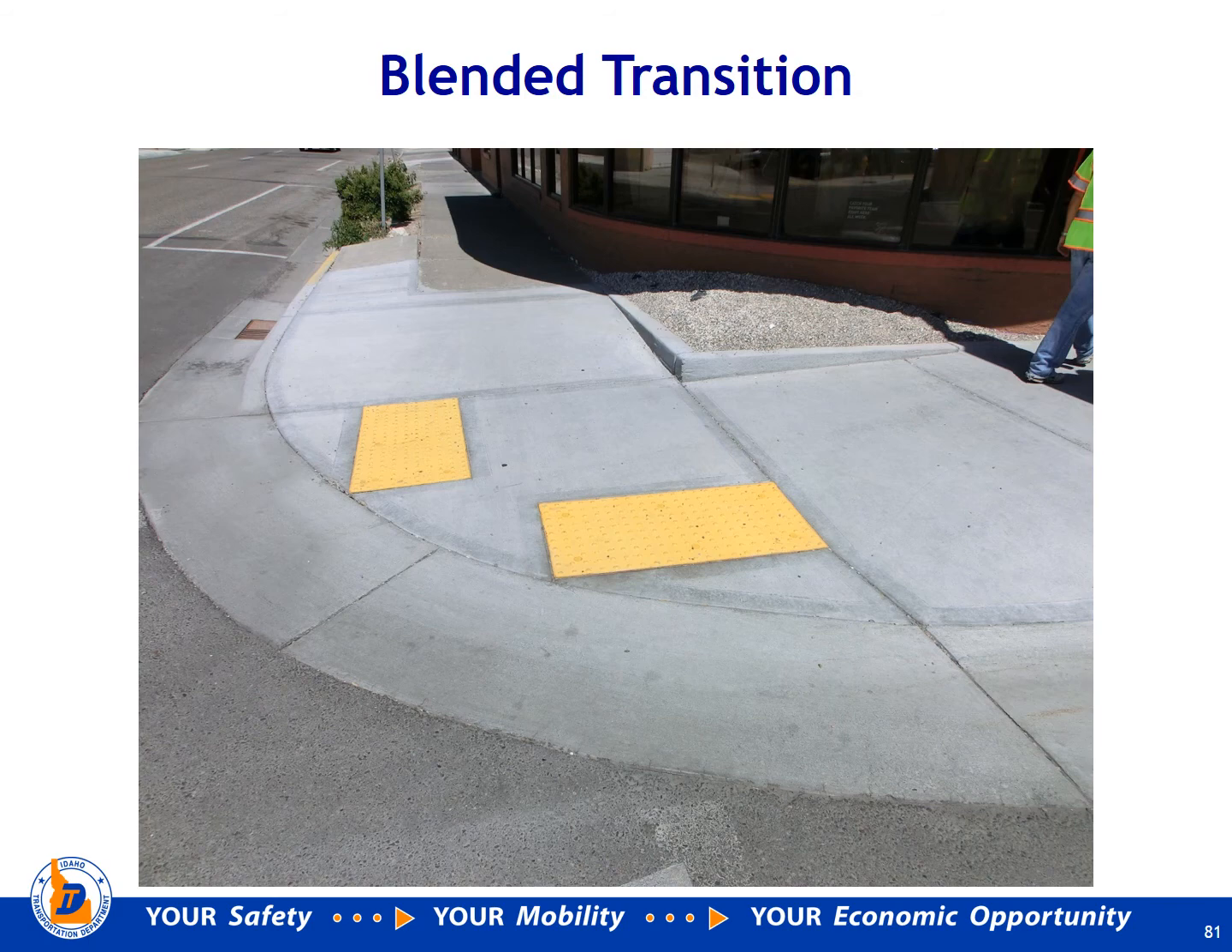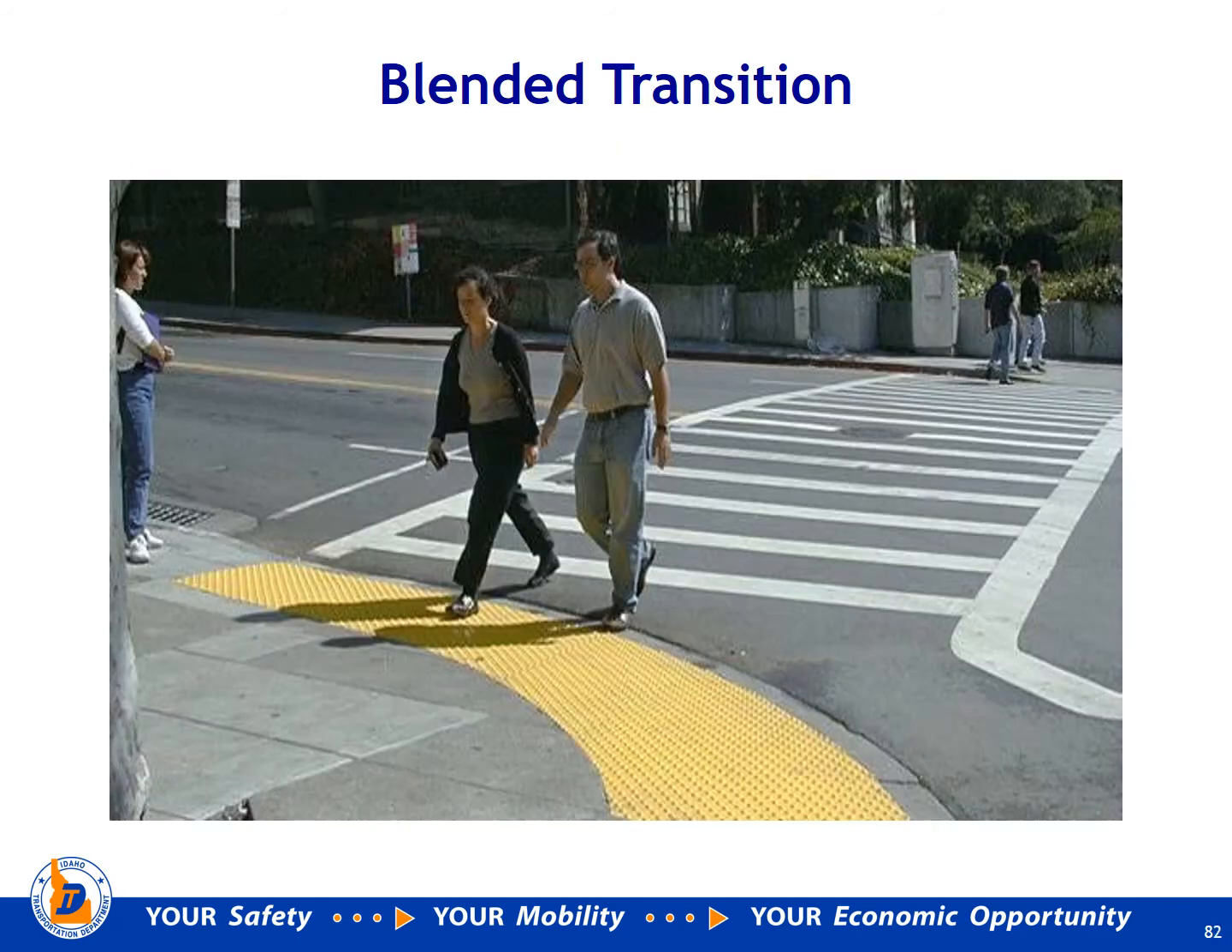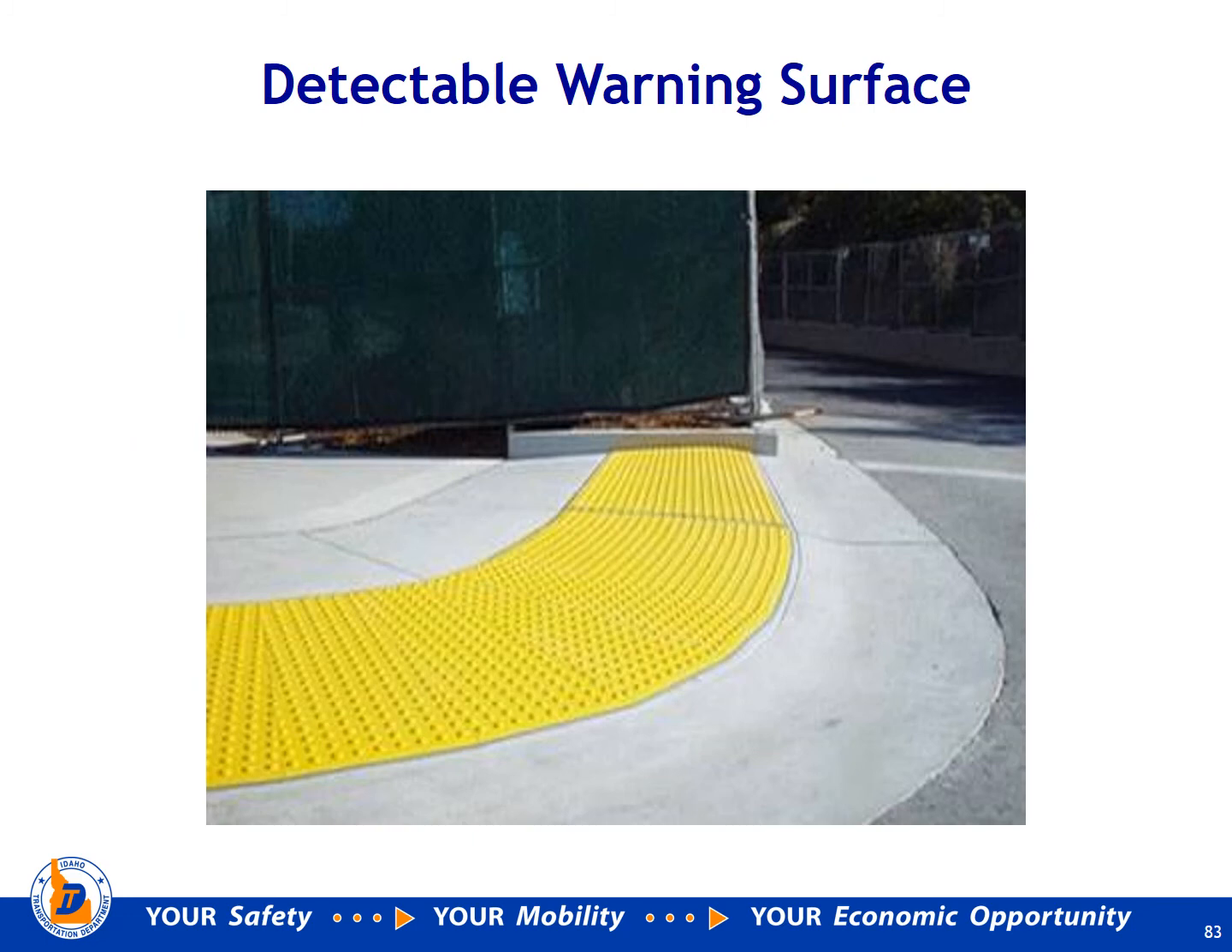Here's another example of a blended transition which is a bad example for the detectable warning surface installation. The detectable warning surface should be around the entire radius, not just 2 pieces blocked out. In this slide, we'll show a good example of a blended transition. The detectable warning surface products that match the corner radius of the blended transition are available. Here, the detectable warning surface on blended transitions, the radial patterns are available.